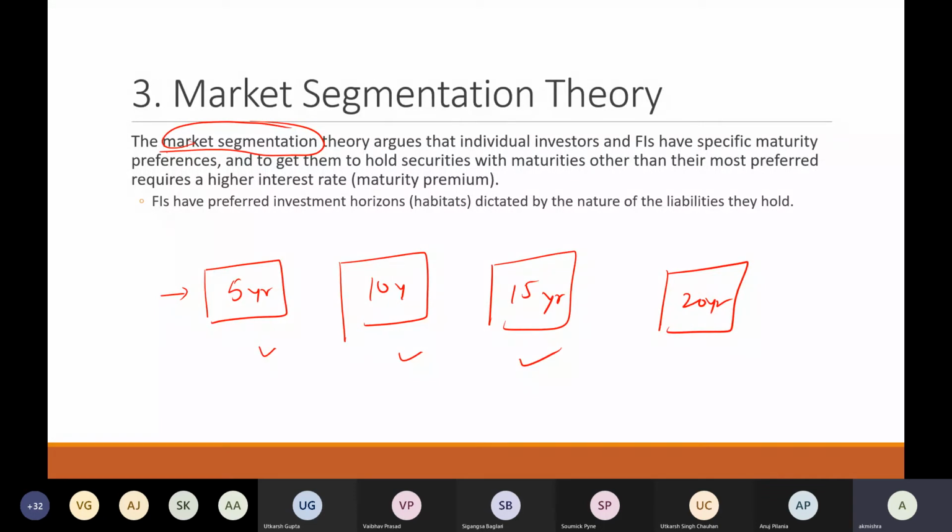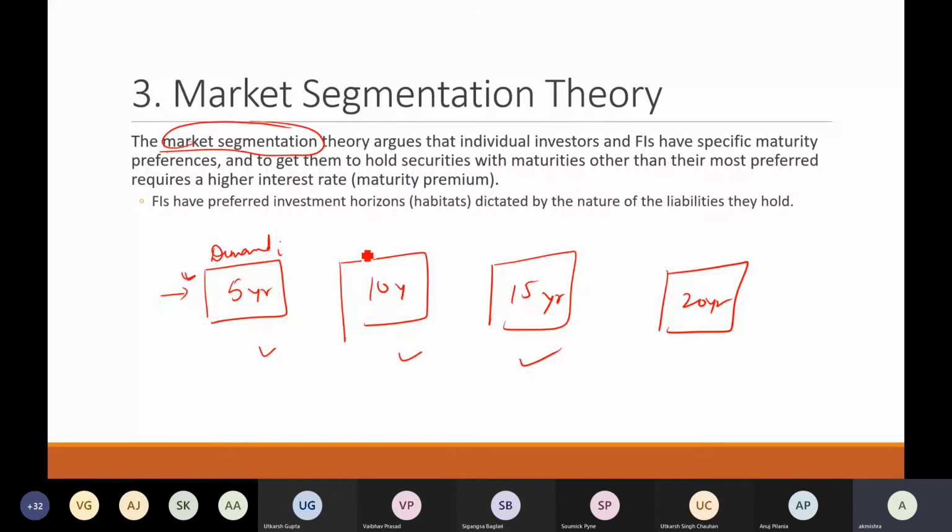So one investor can invest in any of these maturity instruments, and based on their expectation and liquidity premium expectation, they will expect their yield to change, or their expected return to change. But in this theory, what the theory is saying is that the market itself is segmented. There are different maturity instruments, and there are separate demanders, individuals.